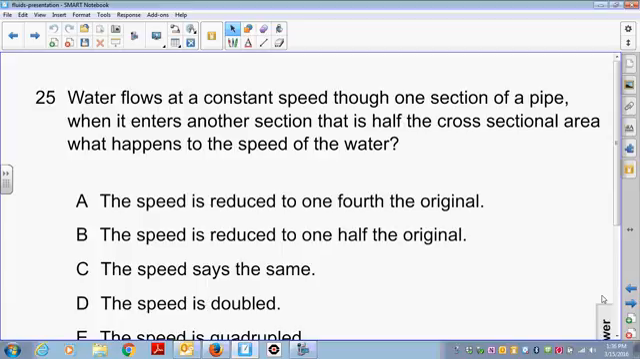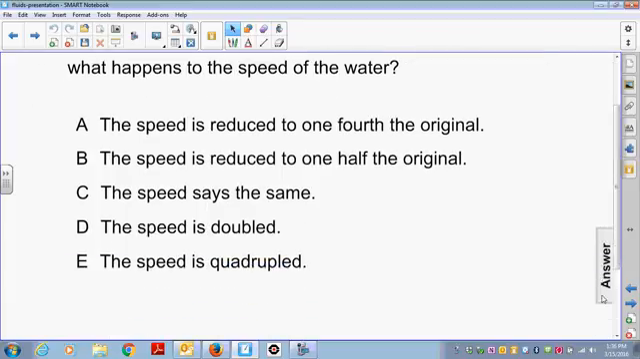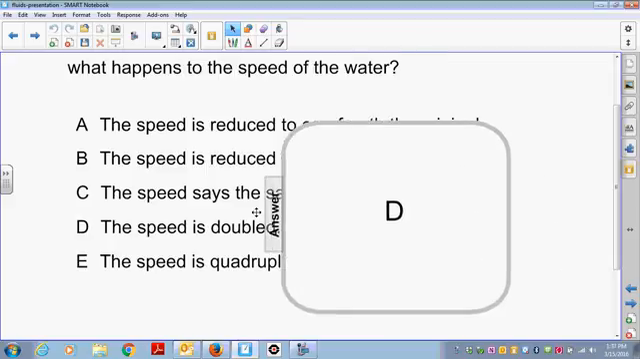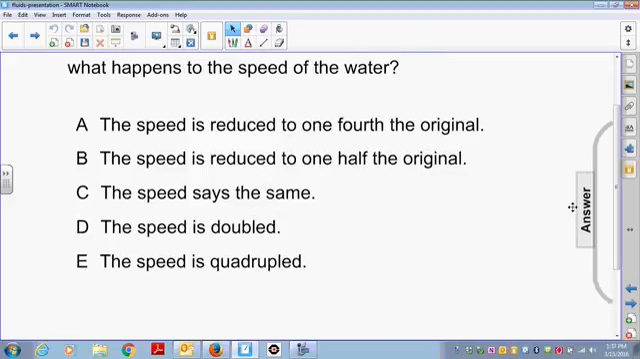Water flows at a constant speed through one section of a pipe. When it enters another section that is half the cross-sectional area, what happens to the speed of the water? Is it A, the speed reduced to 1/4 the original, B, reduced to 1/2 the original, C, stays the same, D, the speed doubles, E, the speed is quadrupled? Hopefully you chose answer D, that the speed is doubled.